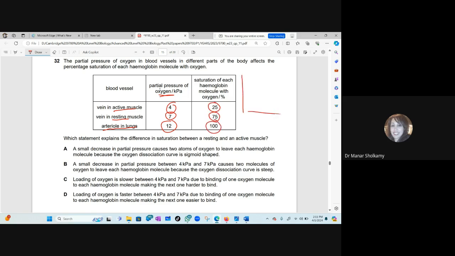Now, this is the oxygen dissociation curve, if you remember. Here we have the partial pressure of oxygen, and here we have the percentage saturation of hemoglobin, and the curve looks like this. Which statement explains the difference in saturation between a resting and an active muscle? So the resting muscle and the active muscle, it increases. The saturation of hemoglobin is increasing, so we're reading the curve in this direction. We are in this part of the graph. Who will remind me, how do we read this part of the graph? We always used to start with a small change. Remind me, Maryam.